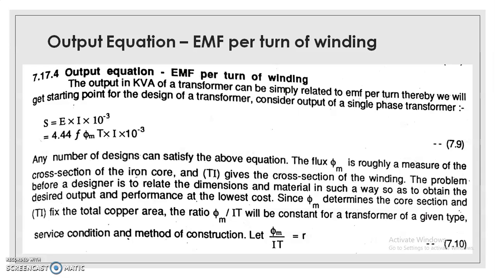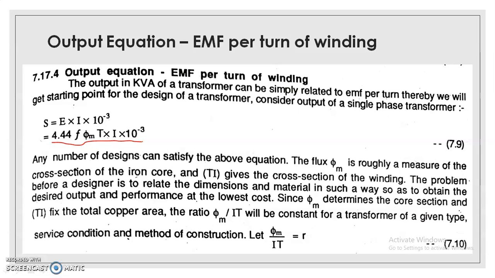Let's see the rating of the transformer. You can define S is equal to E into I, EMF into current into 10 to the power minus 3. We can define the EMF of the transformer, that is 4.44 f phi m into T. So we can write here S is equal to 4.44 f phi m into T into I into 10 to the power minus 3.